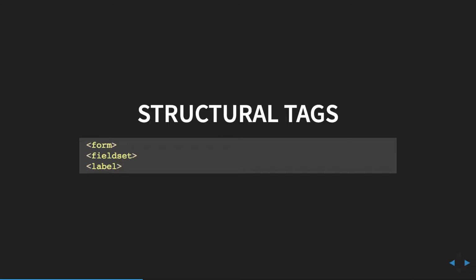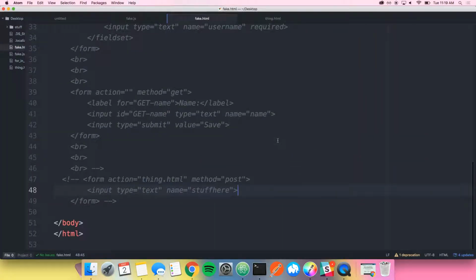Fieldset is like a collection of inputs or a collection of controls, which we'll talk about in a minute. And then labels are exactly what they sound like, a label for your input or a label for your text area, things like that. So let's see those kind of in action.